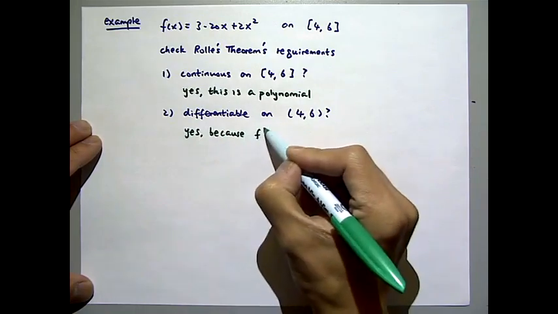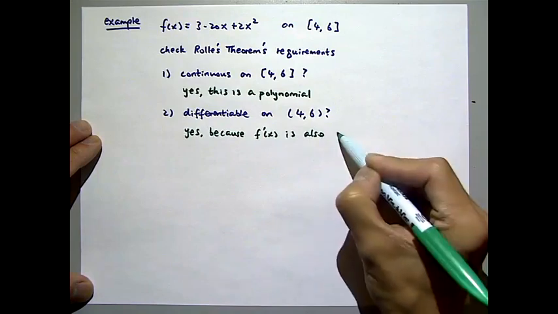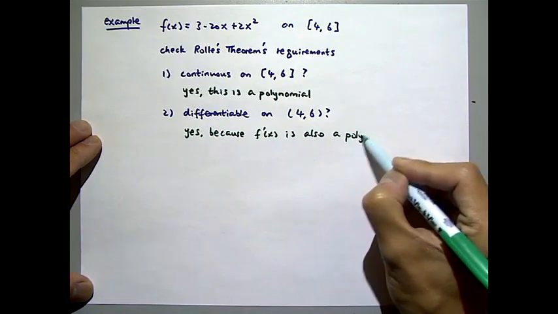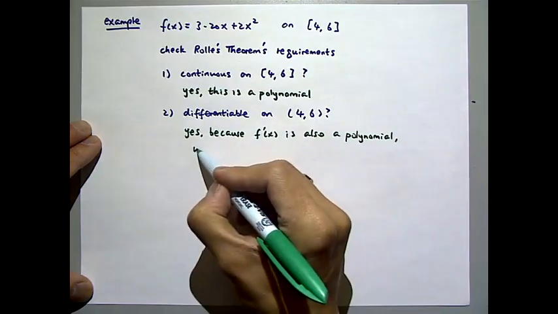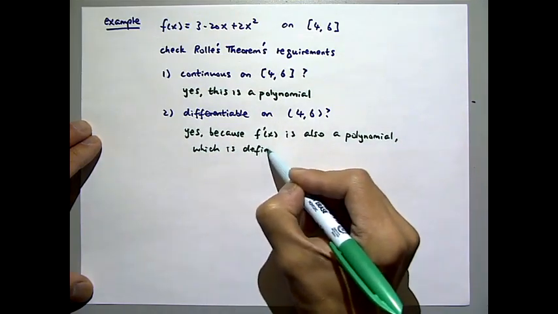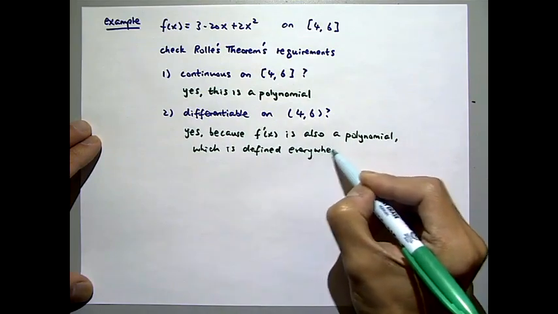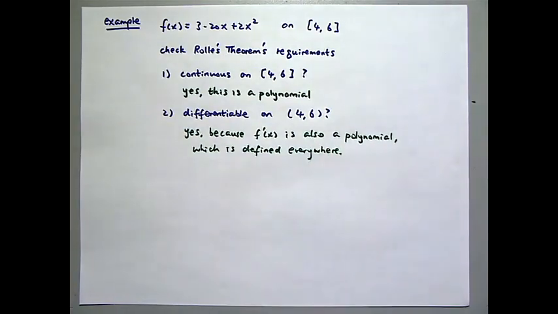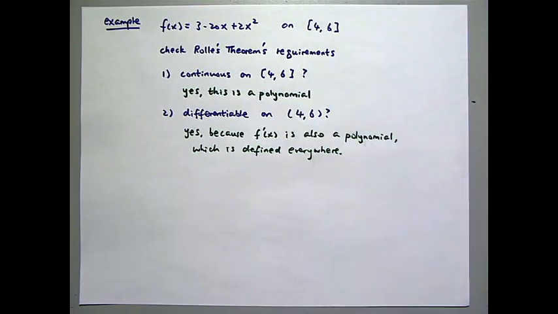Because f prime of x is also a polynomial, which is defined everywhere. Okay, so if the derivative is defined everywhere, then clearly it's differentiable everywhere, right? So polynomial, differentiable everywhere, and also continuous everywhere.